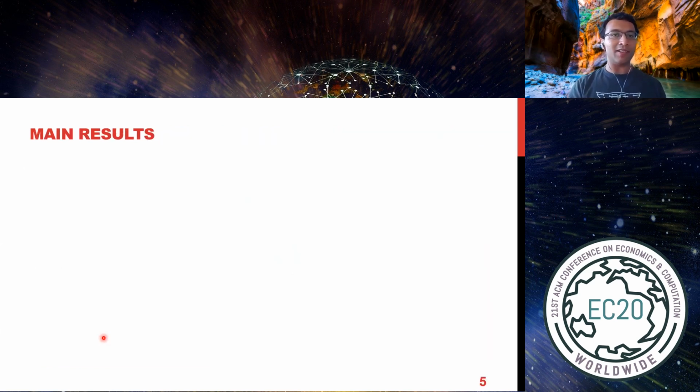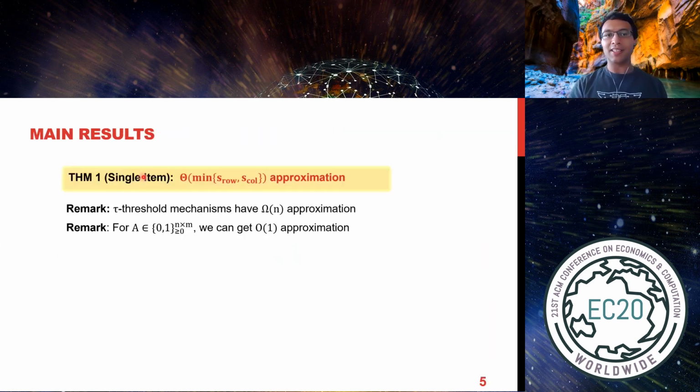So what are our main technical results? First, in the single item case, when you're selecting just a single house, we get a min of the row and the column sparsity approximation. In fact, this is even tight. If either your row or column sparsity is small, you can get that approximation factor. And in general, you cannot do better than the min of these two.